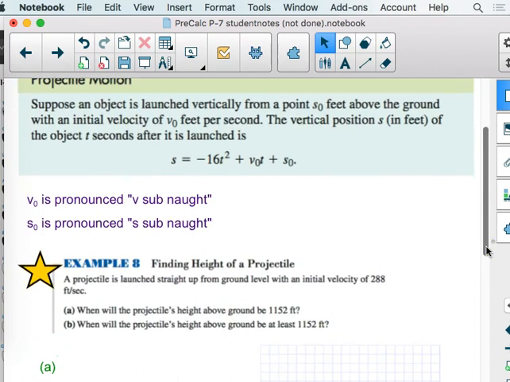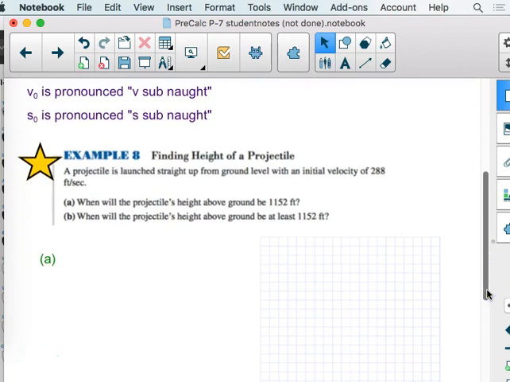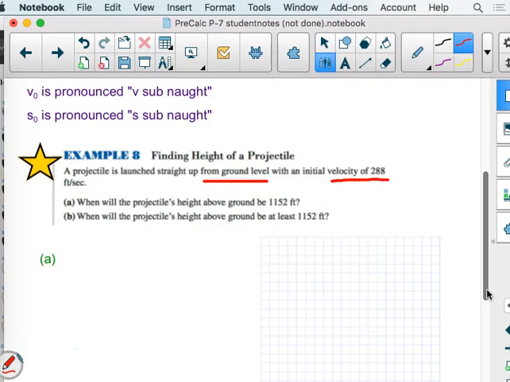And we're going to do a little rocket science. A little bit. Not a lot. A projectile is launched straight up from ground level with initial velocity of 288 feet per second. I saw two pieces of important information for our formula. We started at ground level, and the initial velocity was 288.